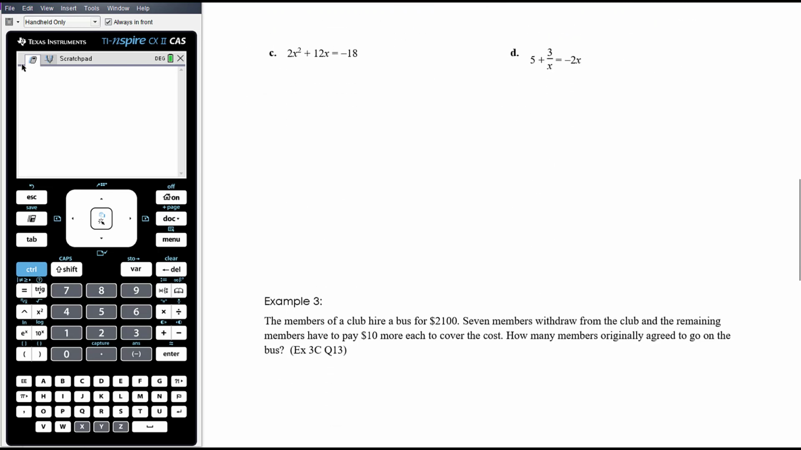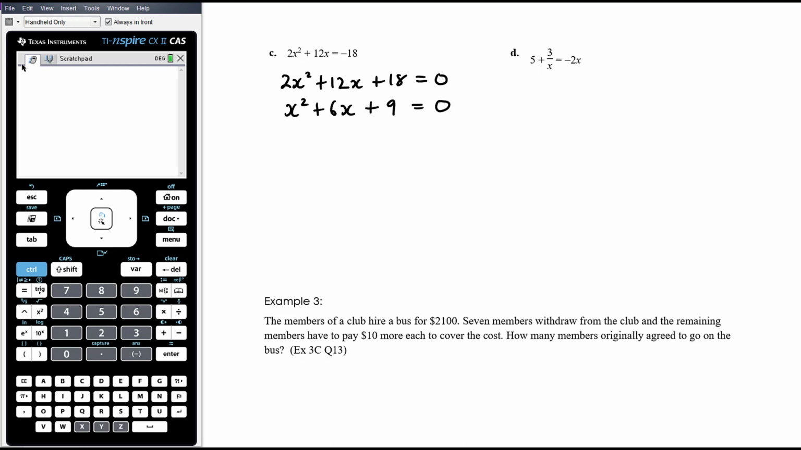Okay, part C. Again, let's get one side equal to 0. 2x squared plus 12x plus 18 equals 0. Now it looks like a non-monic quadratic, but remember our first step of factorization is to look for common factors. There's a nice common factor of 2 here. Because it's an equation equal to 0, we don't have to factor out the 2, we can just divide everything by 2. So it's x squared plus 6x plus 9 equals 0.